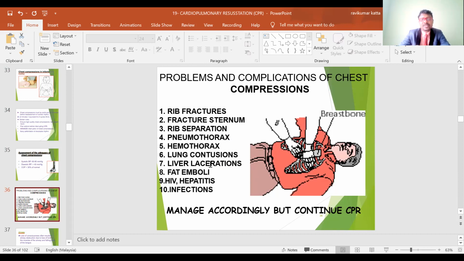In case of rib fractures, we have to handle and manage according to the problems. Even with a rib fracture we have to do the CPR, because otherwise the patient may die. The patient may get severe pain, but there is no other choice, so we have to continue. But with precautionary measures, we place some padding to avoid further piercing by the ribs or sternum fractures. These are special considerations we have to think about while doing CPR.